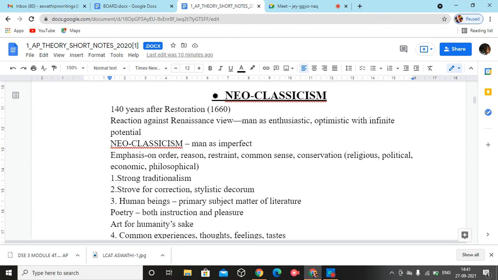Does classicism permit such a view, promote such a view? Never. So Neoclassicism too wants to put a restraint upon such views, like man is enthusiastic, optimistic, with a lot of potential. No, this is about restriction. Restraints. Again, bringing back restraints after a gap, because the gap is there because of this Renaissance in between.